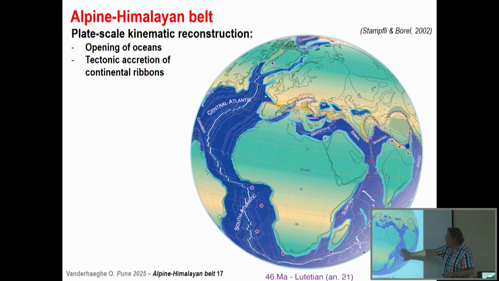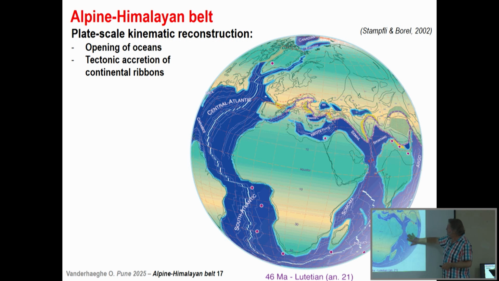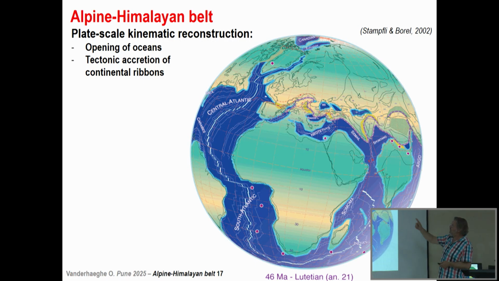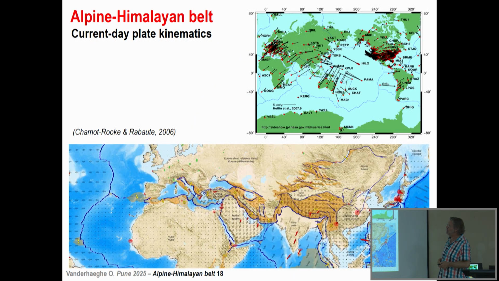And here, India, for some reason, which is also not very well understood in terms of dynamics, separates from Gondwana, and then there is very rapid convergence towards Eurasia. And that is marked by the Himalayas and Tibet. We do not want to forget Tibet. So during that story, we have opening of oceans and tectonic accretions of continental ribbons.